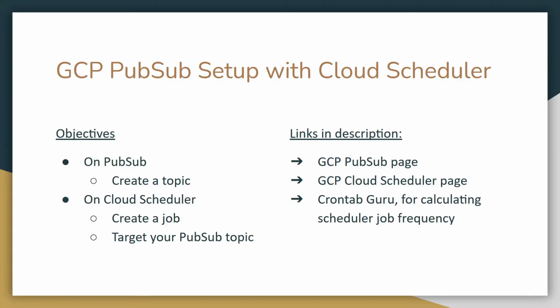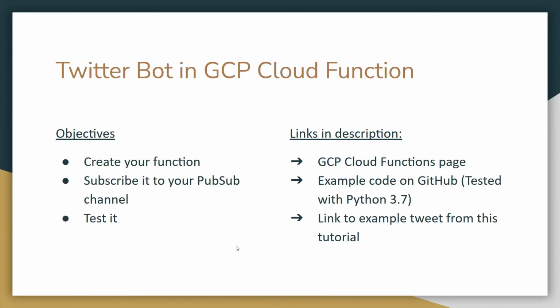Now we've set up our pub sub channel and our schedule in Cloud Scheduler, it's time to put the logic for our Twitter bot into a Cloud function. In this section, we're going to create the function, subscribe it to the pub sub channel we created earlier, and also run a manual test to verify that everything's working.